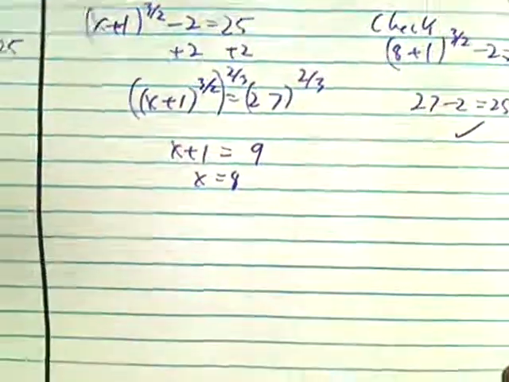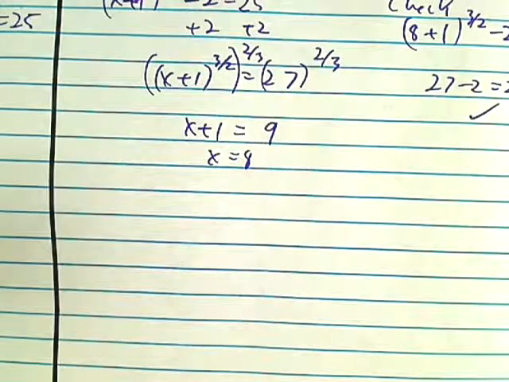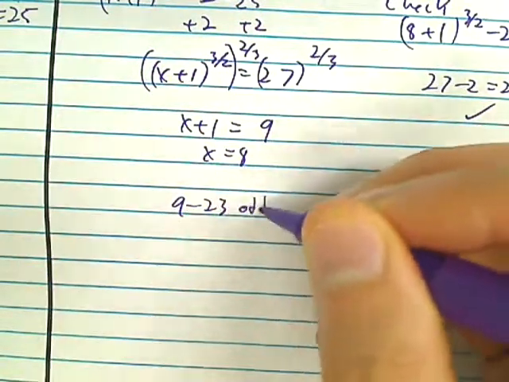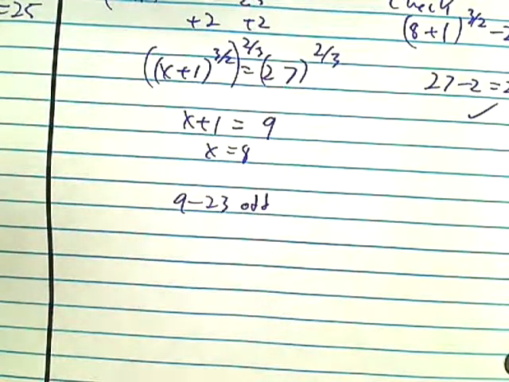Okay, your assignment, and please put this on the next notebook page: 9 through 23 odd. We're going to spend a couple days in this section, in fact, 3 days. So go ahead and try those out.